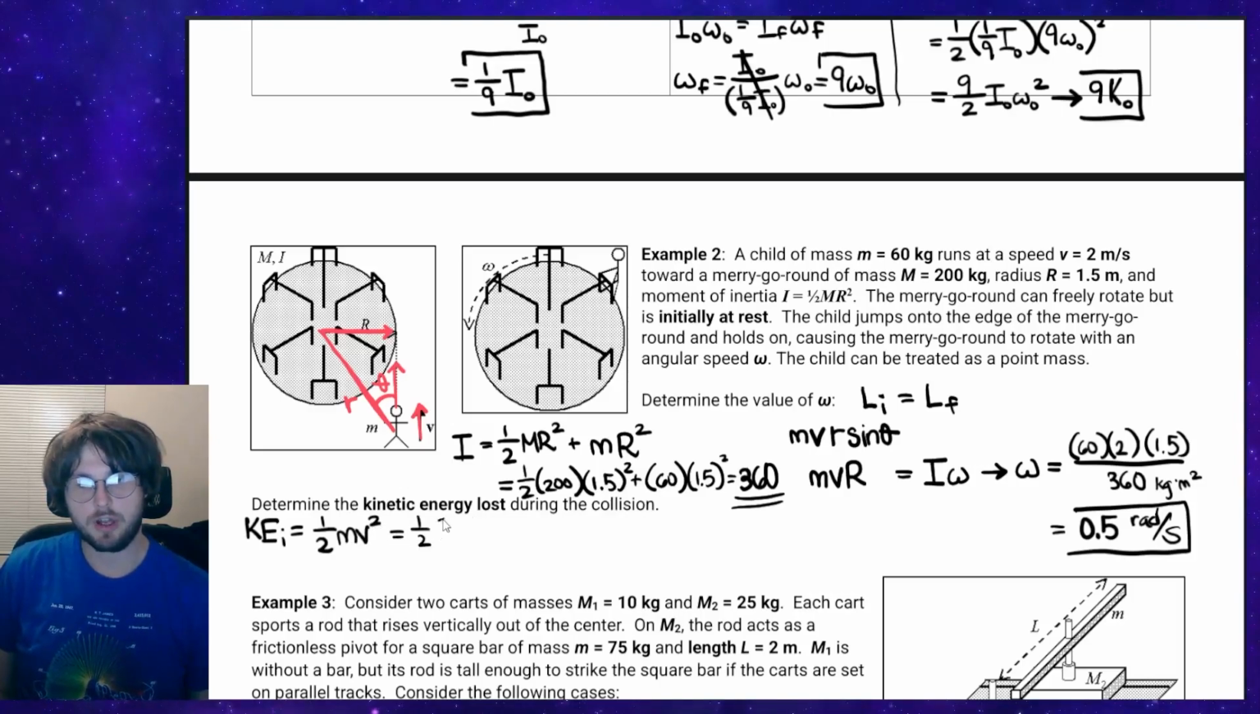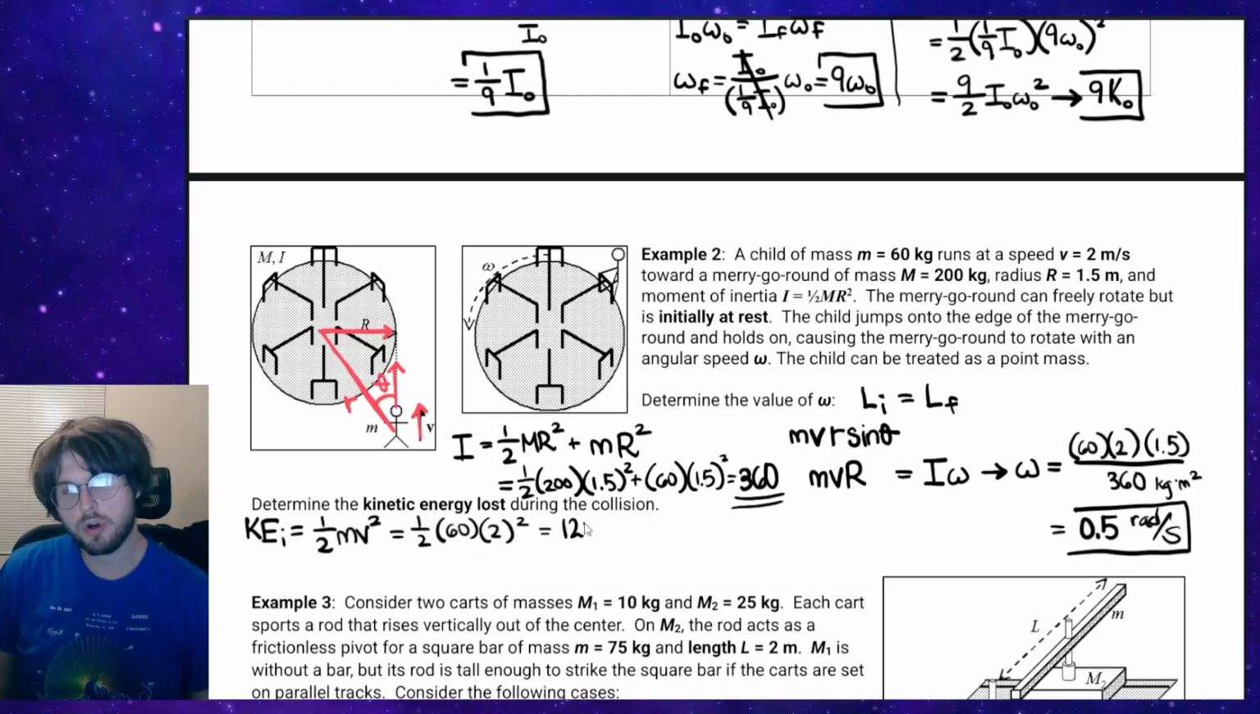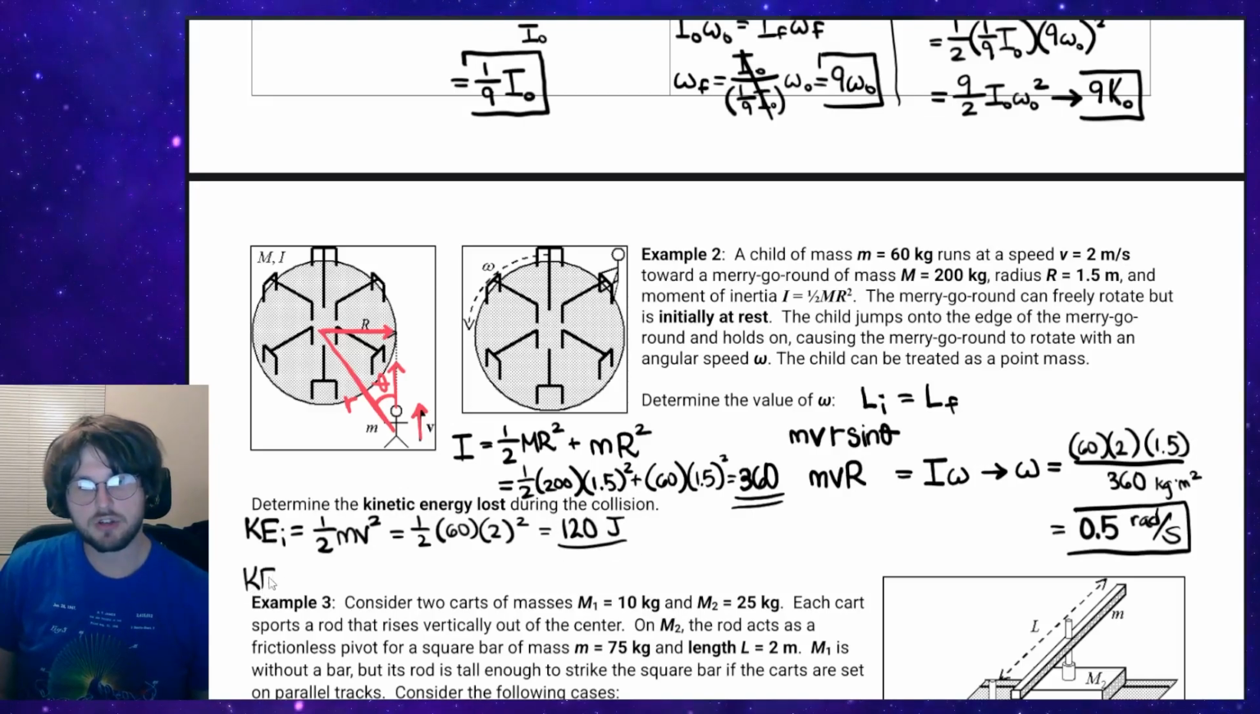So 1/2 times the child's initial mass is 60 kilograms times the initial speed, which is 2 meters per second squared. And our kinetic energy there is going to amount to about 120 joules. Now the final kinetic energy is a little different.